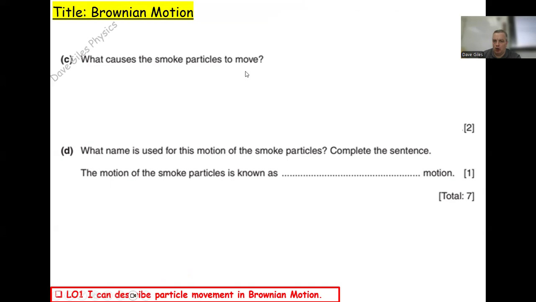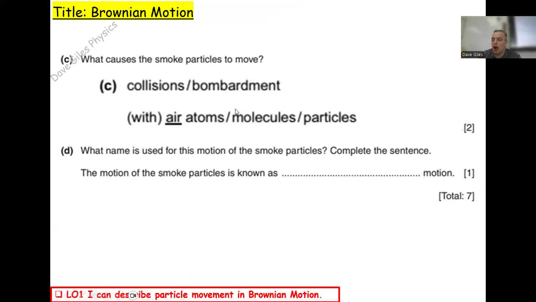What caused the smoke particles to move? It's collisions or bombardment with air atoms, molecules, or particles. And the last question is the easiest of them all. What name is used for this motion of the smoke particles? Complete the sentence. The motion of the smoke particles is known as Brownian motion.